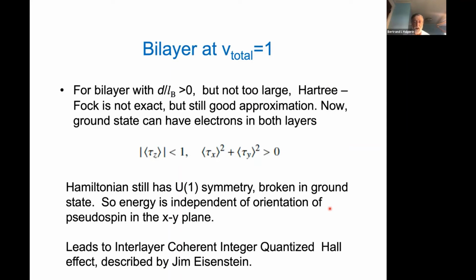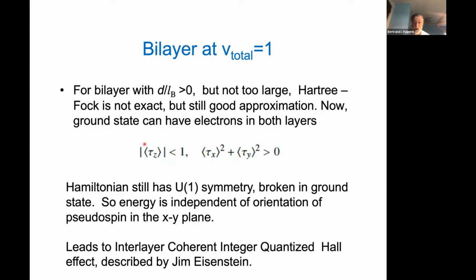Now, for the bilayer with D over LB not equal to 0, but not too large, Hartree-Fock is no longer exact, but it's still a very good approximation. And now the ground state can have electrons in both layers. In fact, it may be favored to have equal populations in the two layers when the layers are some intermediate distance apart. If the two layers are symmetric, then you're going to wind up with tau z not equal to plus or minus 1. But in the symmetric case, tau z would be equal to 0.